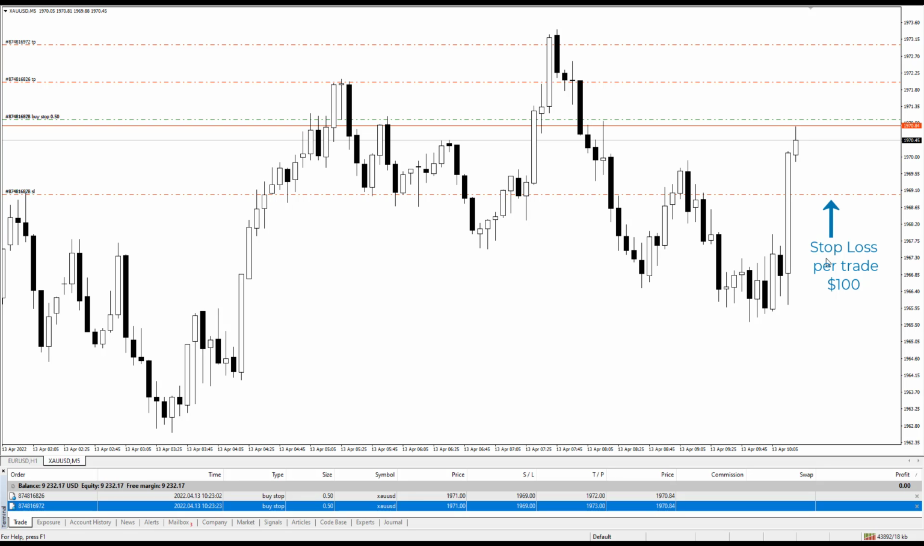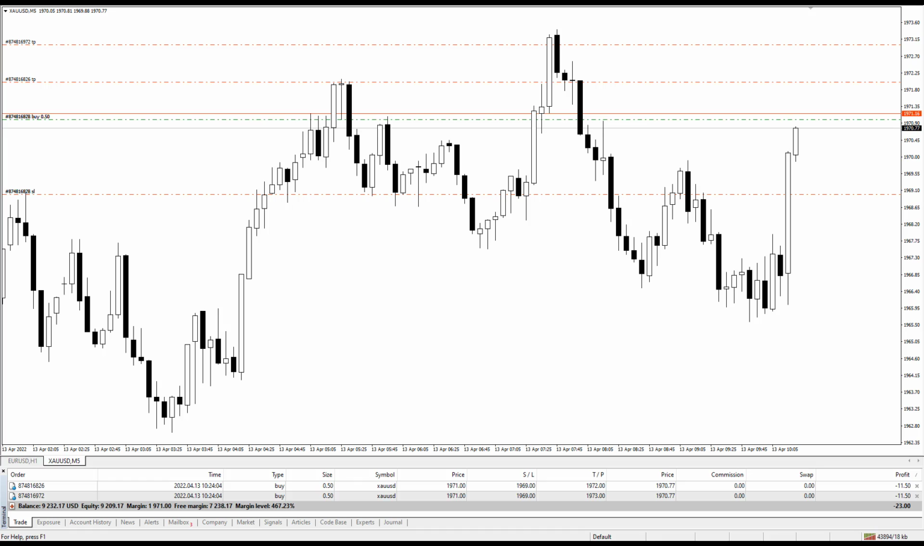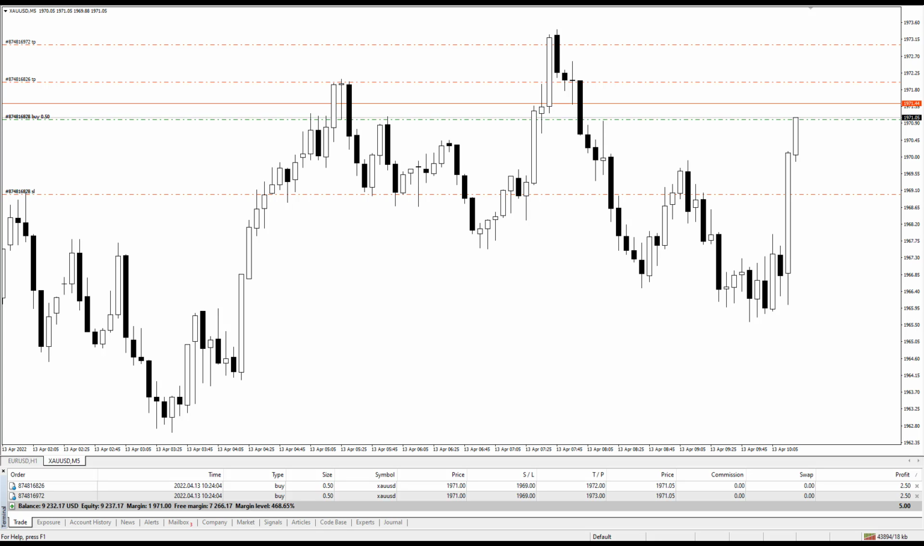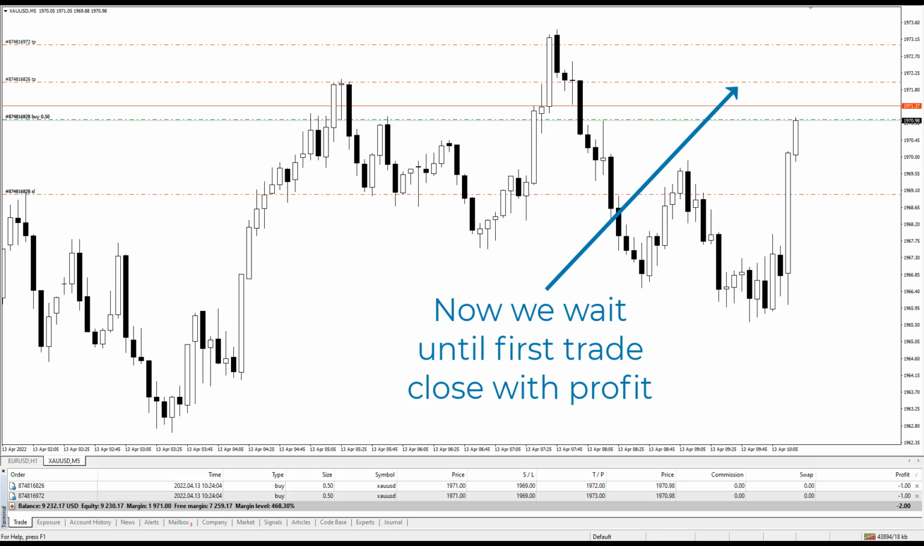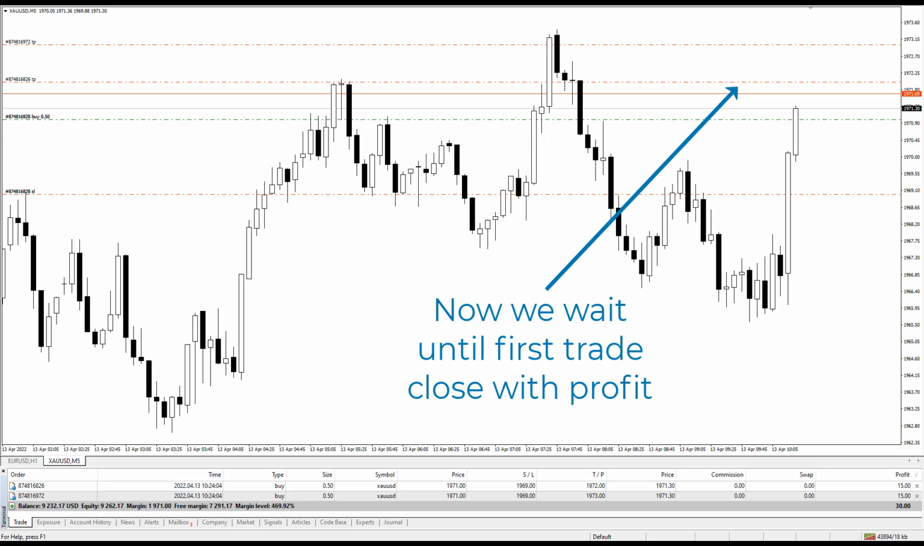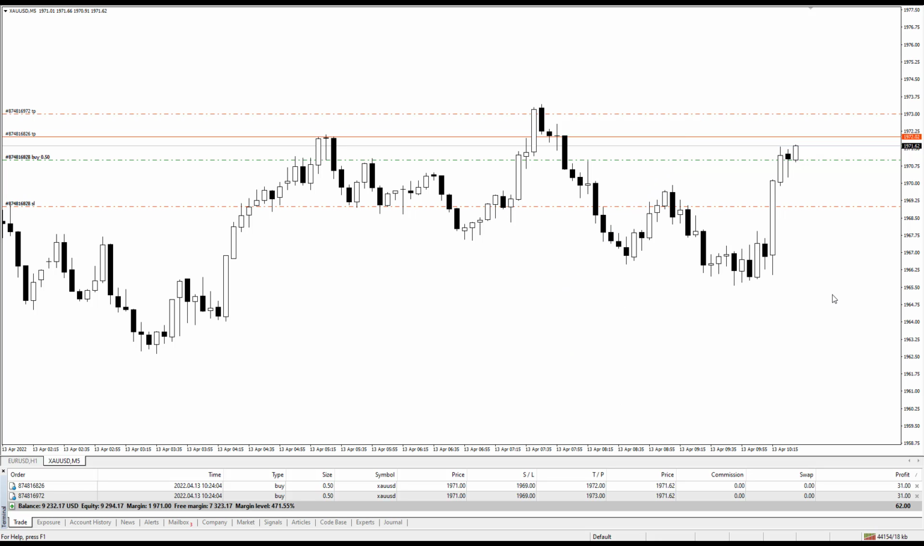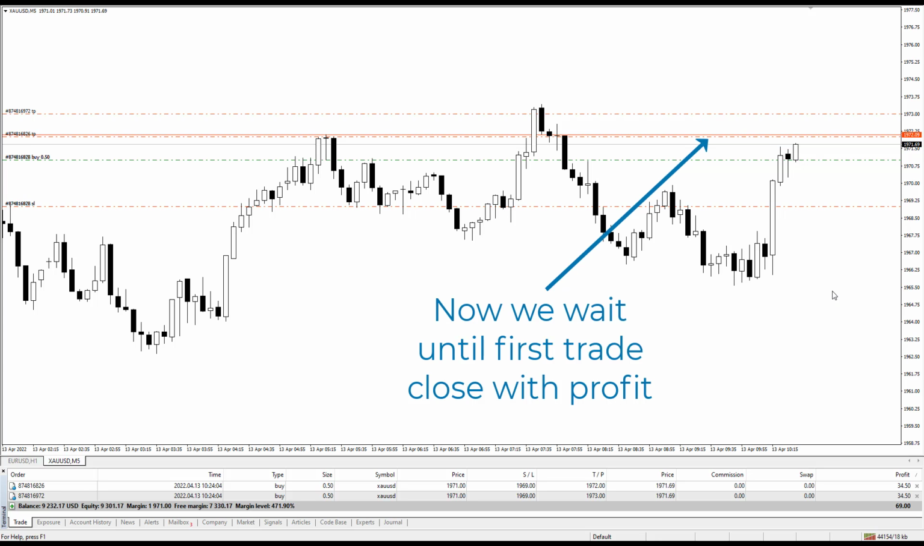Now I need to wait until the market makes a move. I'm expecting the price to move higher, but first I need to wait until the market opens my two pending orders. Now you can see the price is moving higher. Okay, and I have now opened my two orders, and now I wait until the first trade closes with a profit. Now I am expecting the price will move higher.